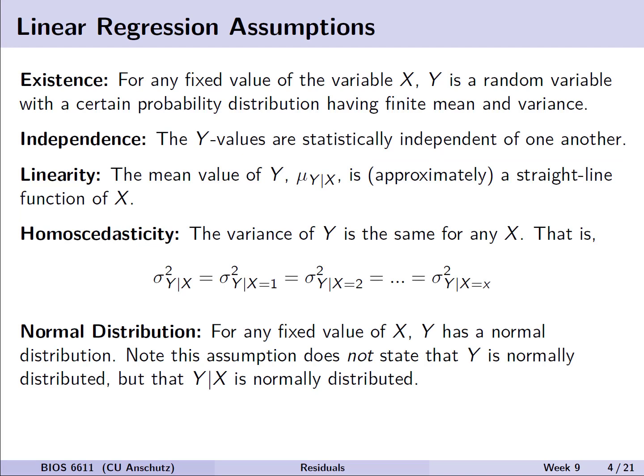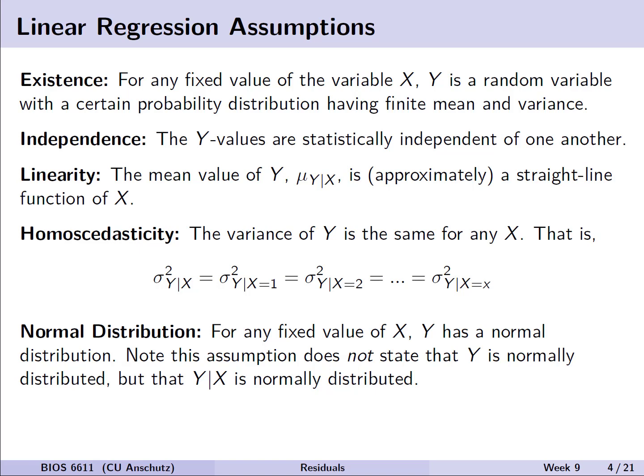So let's start with revisiting those linear regression assumptions. Recall previously we discussed them as existence, independence, linearity, homoscedasticity, and normality. Very briefly, existence was that idea that for any value of x, y will be a random variable that has a finite mean and a variance in a given probability distribution, in our case, normality. Independence is going to be that the y values are statistically independent of one another. Linearity is that for any value of y given x, we can approximate that relationship with a straight line function.